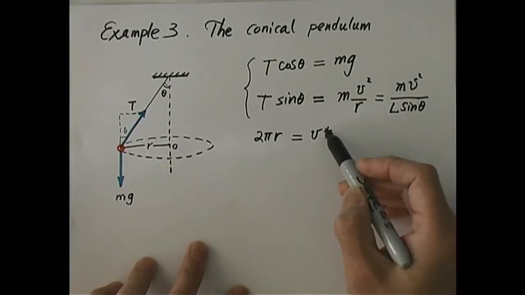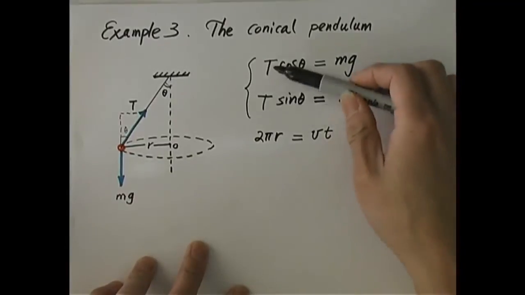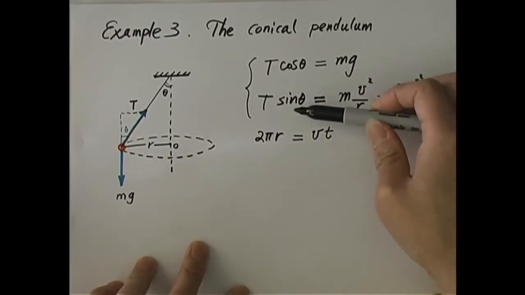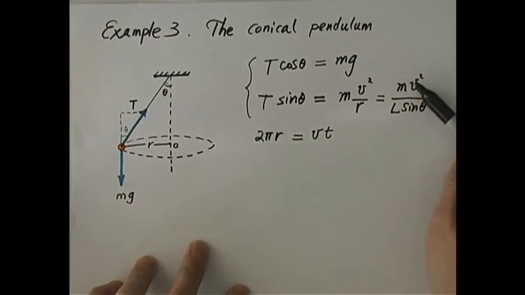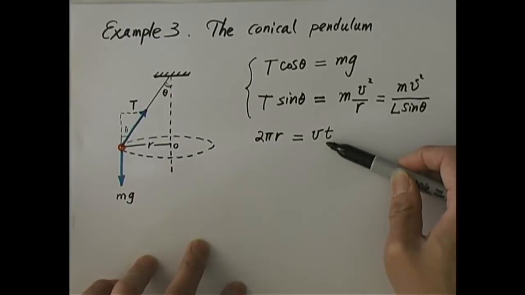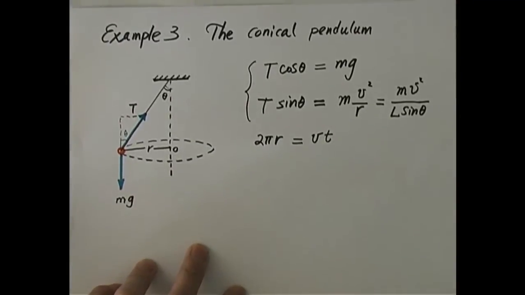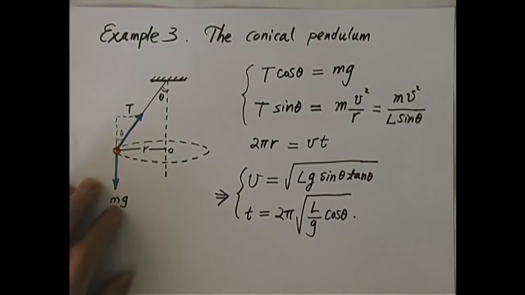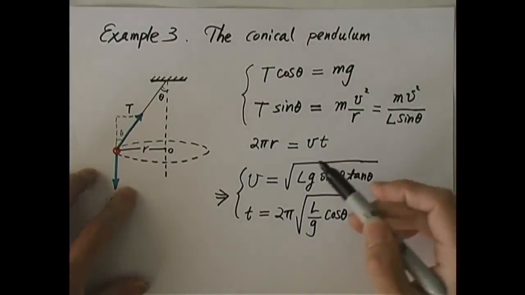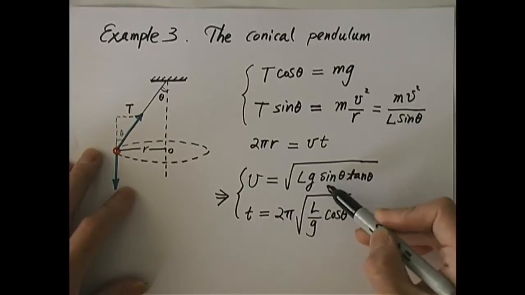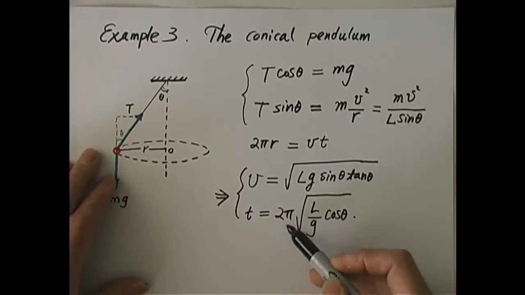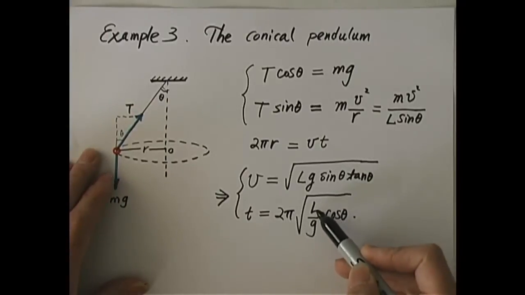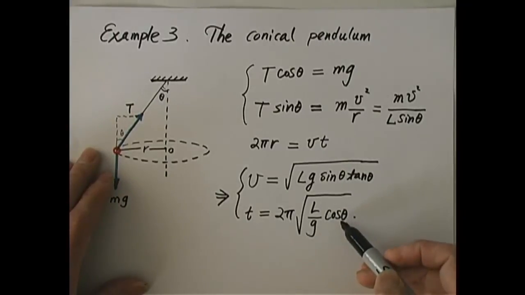We got enough equations. The easiest thing to do to eliminate t, the tension, is to take this equation divided by that equation. Then t is gone. Then I find an expression for v, plug that v in here, and I can solve for t. Alright, let's see what we get. After a little simple algebra, we get v equals the square root of l g sine theta times tangent theta, and t, the time it takes for one revolution, equals 2 pi times the square root of l divided by g times cosine theta.